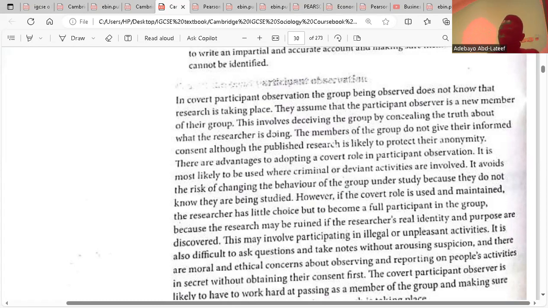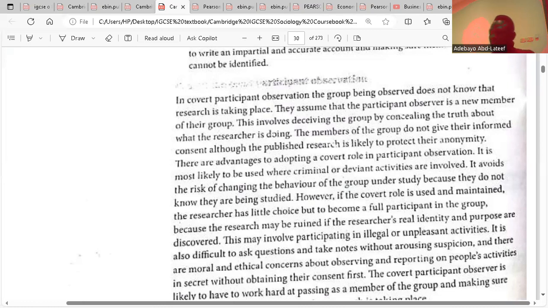Do you understand covert? So whatever the group does, you have to participate. Be it legal, be it unpleasant, you have to be there because you are part of the group, since you've adopted the covert system. So the observer must work hard to ensure that the identity and the purpose are not revealed. For covert, because you already said you are part of the group, that is what each member will see you as, a new member. So you must work hard to ensure that your identity is not revealed. Is it clear? Yes.